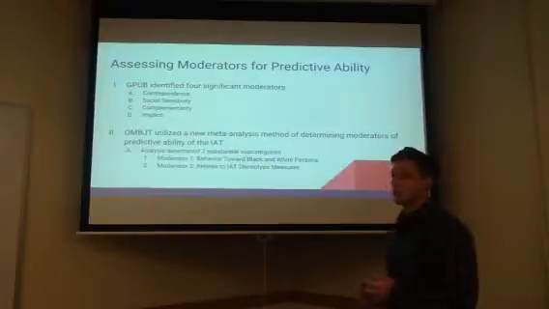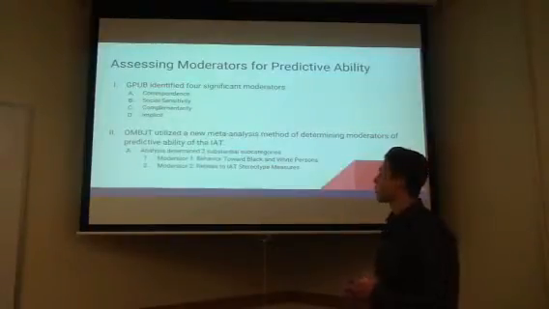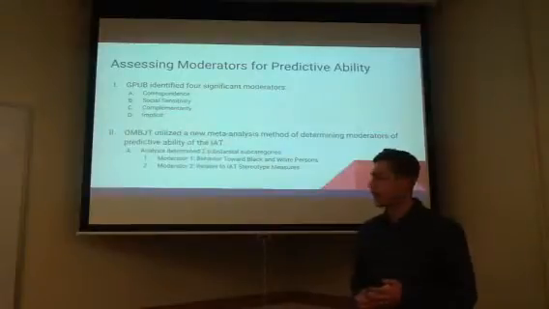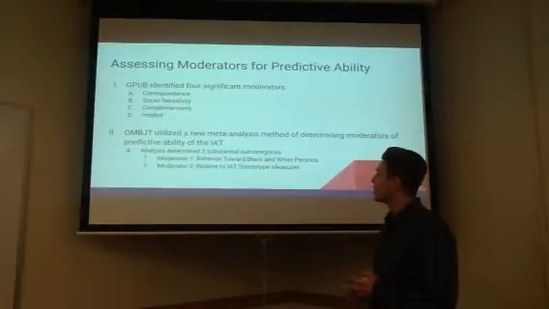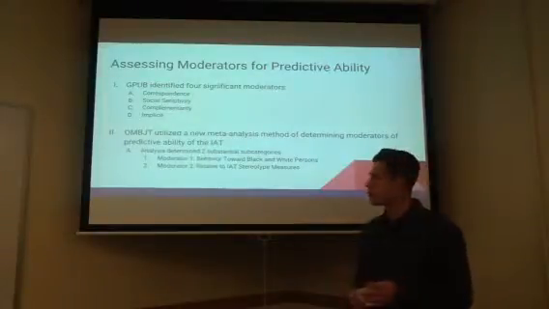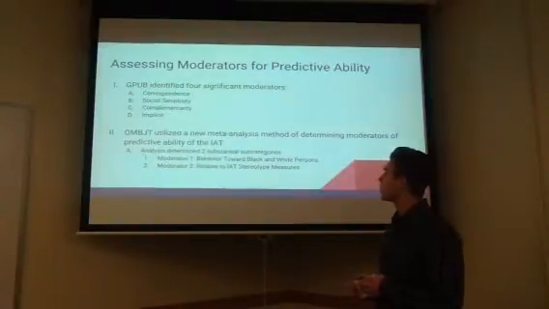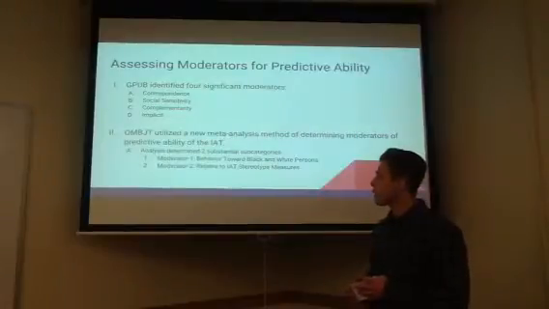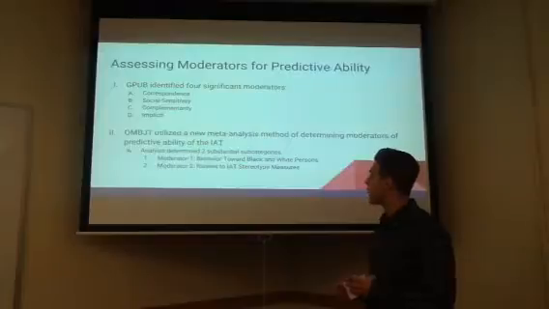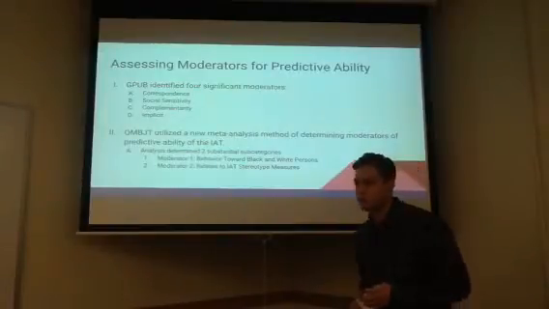OMBJT utilized a new meta-analysis method of determining moderations of predictability for the IAT. What they did was they had 2 substantial subcategories out of the reports, and the first moderator was behavior toward black and white persons, and the second moderator were reports and questions that related to IAT stereotype measures.